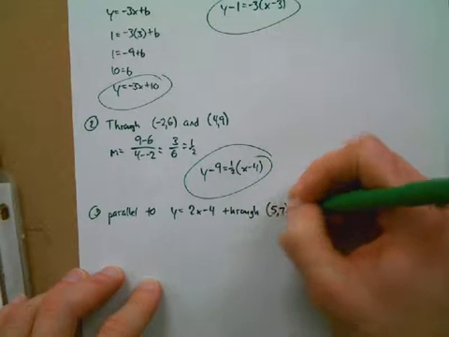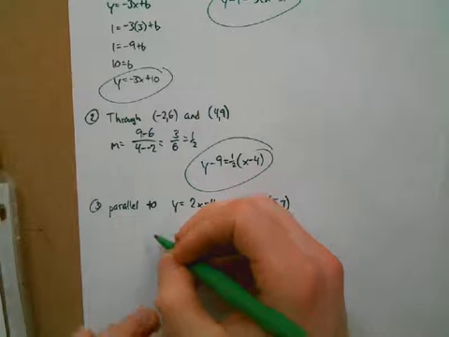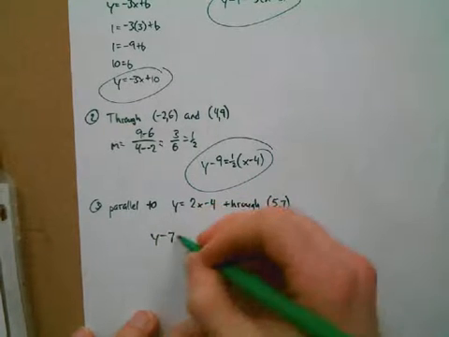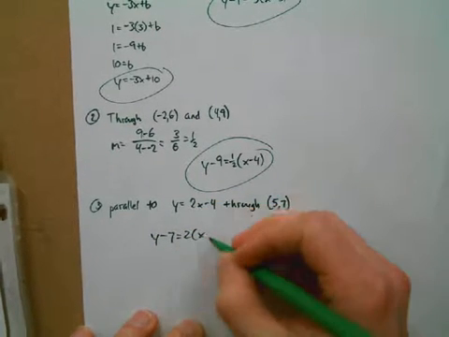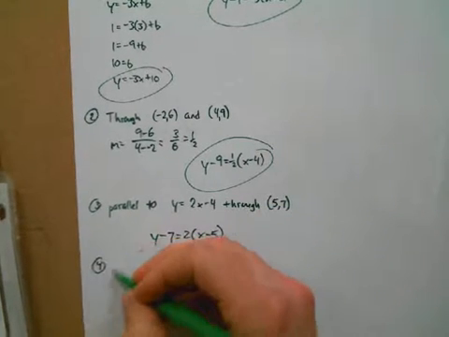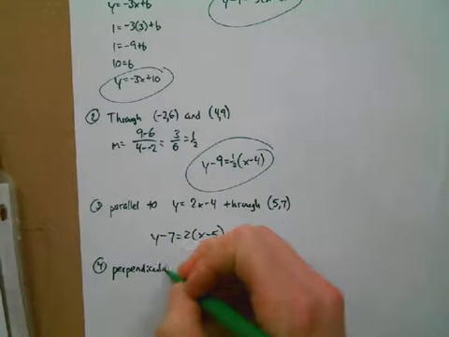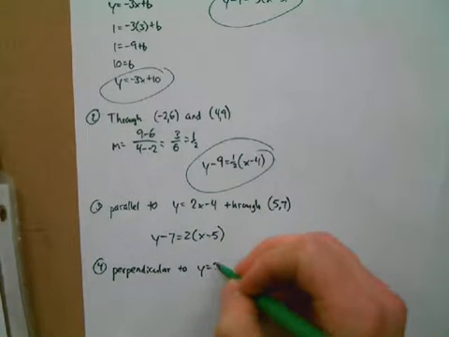Perpendicular to y equals 2x minus 4 through that same point, 5, 7. Okay? So what's the slope for our line got to be? Negative 1/2. So y minus 7 equals negative 1/2 times x minus 5. That's all you got to do. Just change the slope. Again, the point stayed the same. So it's just point slope form there. So easy. So easy.